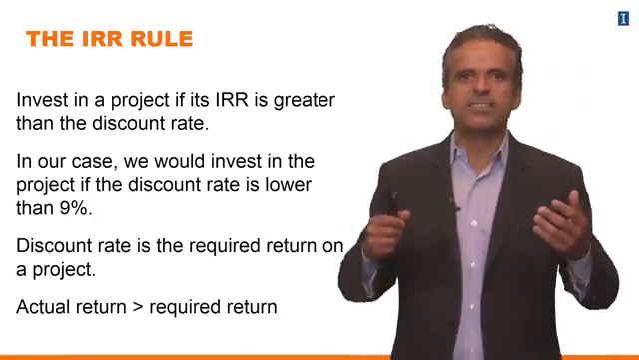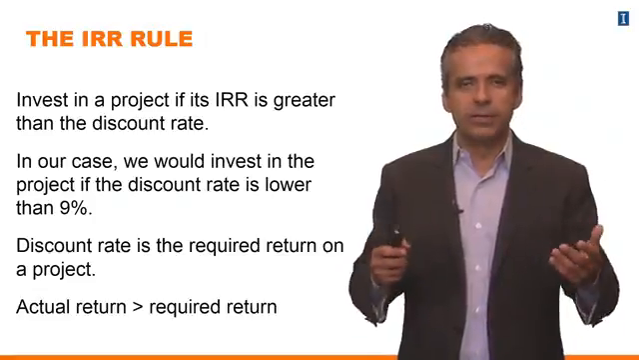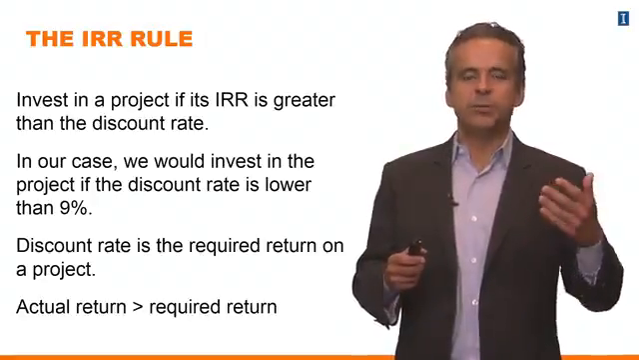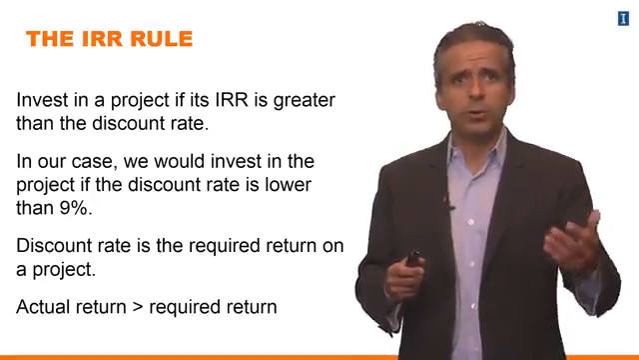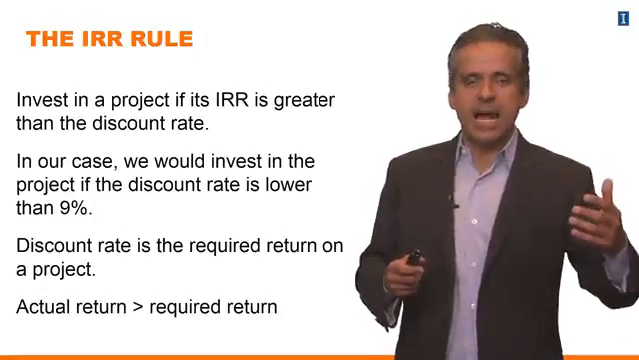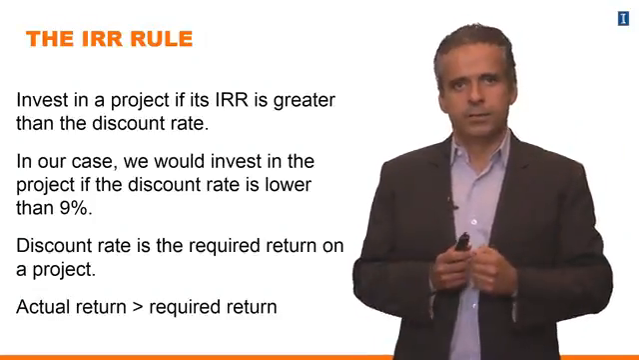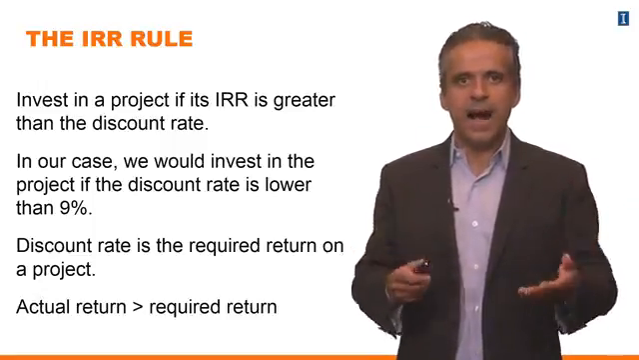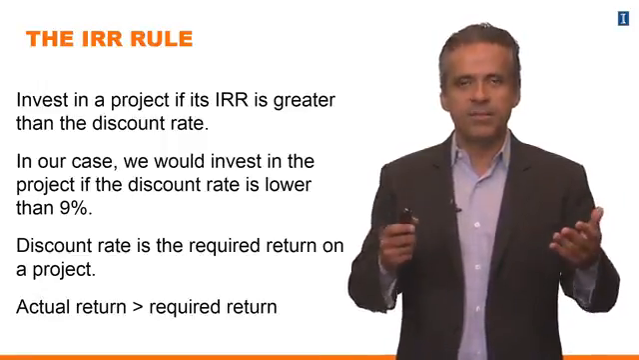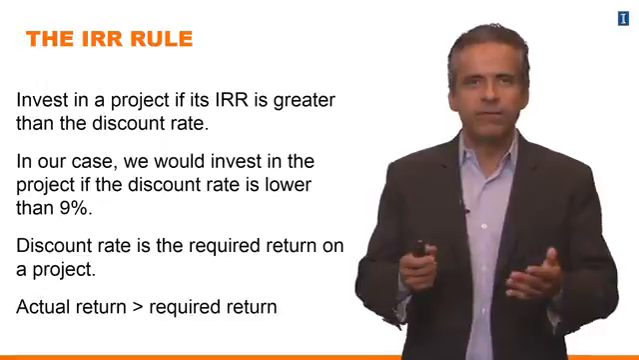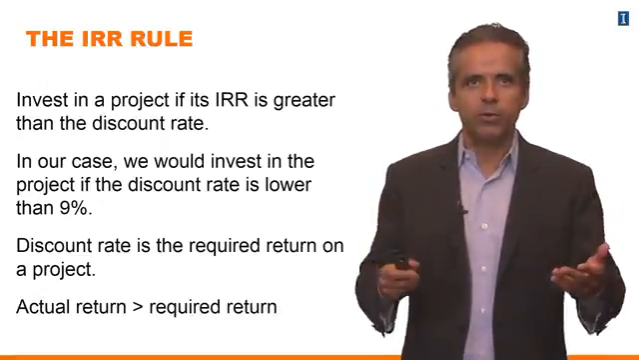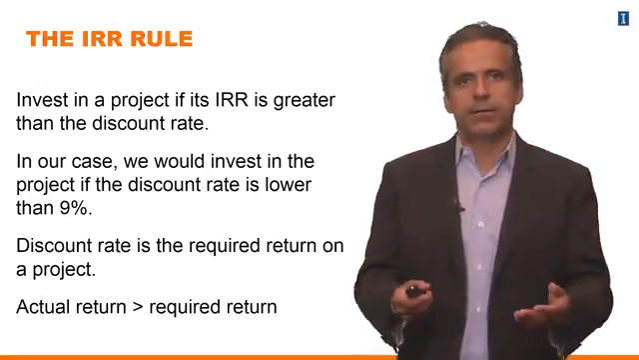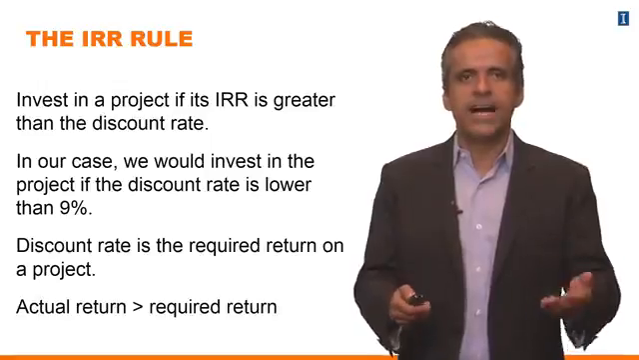You should think of the discount rate as the required return on a project. The discount rate is the minimum return that the project would need to have for the project to be a good project. On the other hand, the IRR is the actual return on the project. So if the IRR is bigger than the required return, if the IRR is bigger than the discount rate, that means this is a good project. We think of this as the IRR rule. The IRR rule says that you invest in a project if the rate of return is greater than the discount rate.